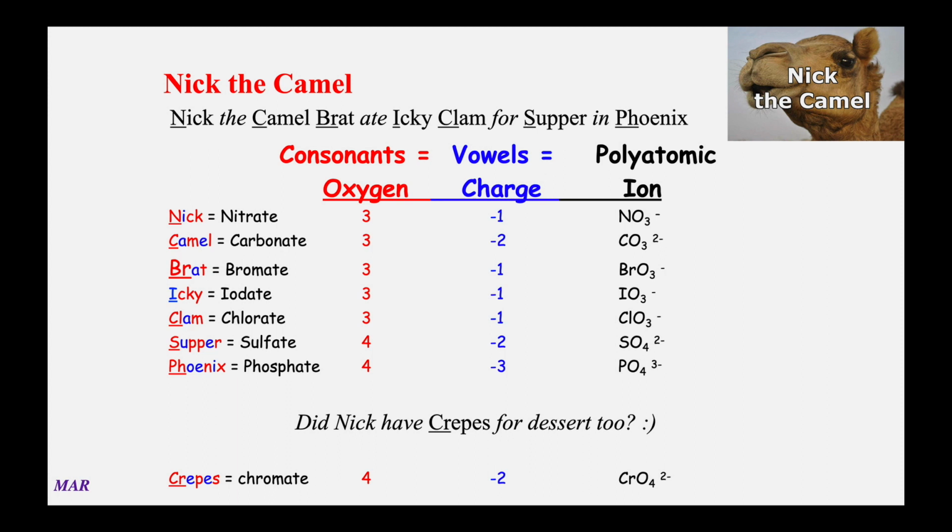Now, camel has 3 consonants, C, M, and L. It has 2 vowels, A and E. So C is carbonate, carbon with oxygen, all right? That means CO3 for 3 consonants and a -2 charge because of the 2 vowels. And you can keep going through and see how all of these work. If you want to go really crazy, maybe Nick had crepes for dessert. Crepes is chromate, another one we'll run into sometimes.